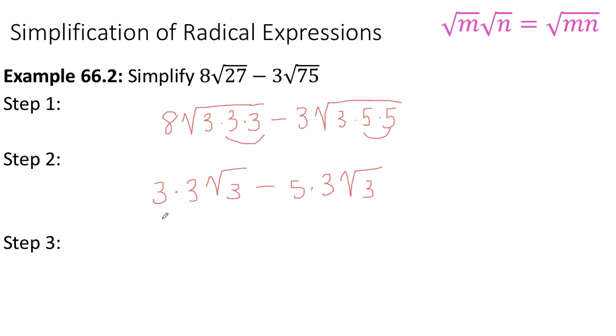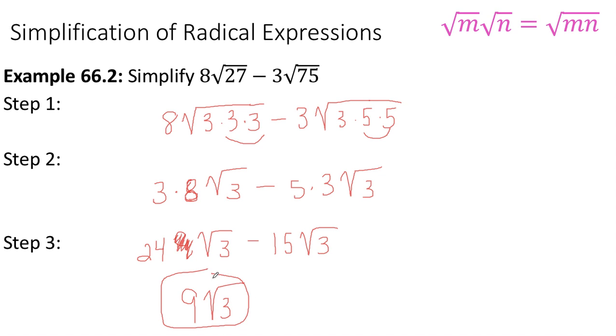And now simplifying the numbers in front of the radical, I have 9 times the square root of 3 minus 15 times the square root of 3. Actually, this is an 8 here. This was an 8, not a 3. So we have 3 times 8, which is not 9. It's actually 24. So 24 minus 15 is 9. There we go. 9 radical 3 is our simplified answer once we've combined like terms.